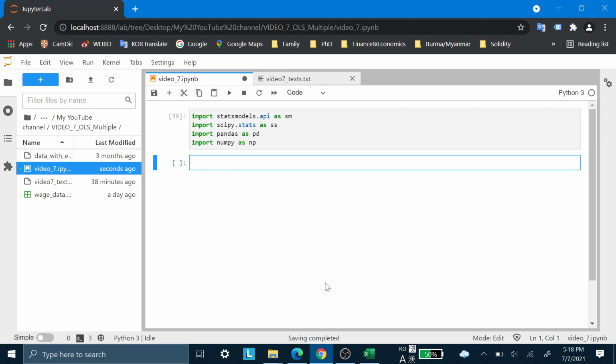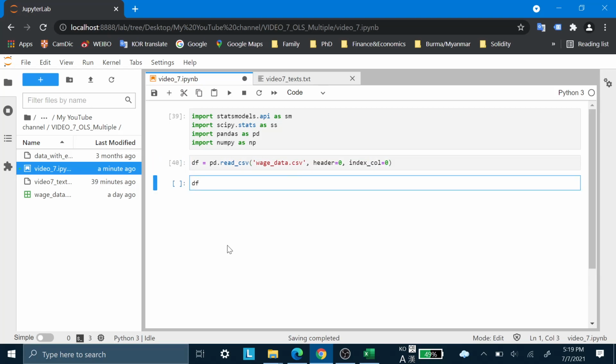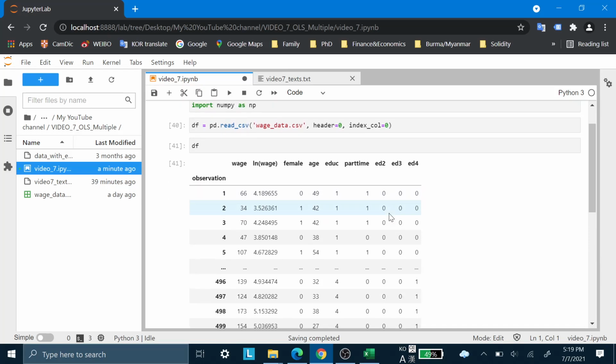I'm going to read the data. So I have this file called wage data.csv, with header equal to 0 and index column equal to 0. Let's inspect my df. So you see you have more variables, you have more columns for this data frame.